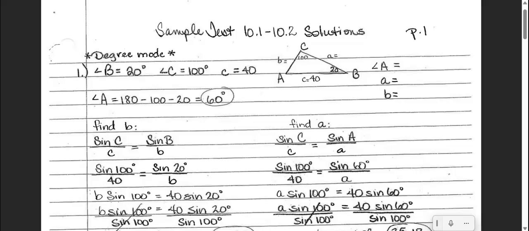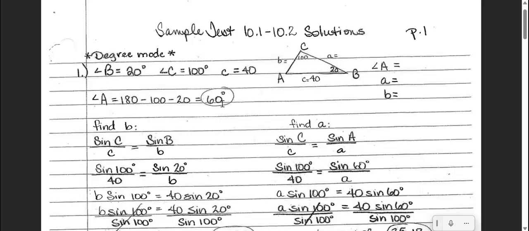Okay, so for the first one, they told me given triangle ABC, angle B is 20 degrees, angle C is 100 degrees, and side c is 40. So I went ahead and put those on a triangle over here just so I could envision it a little bit. And they're going to ask me to find angle A and side b. First off, if I know two angles of a triangle, I can subtract from 180 to get the third angle. So that's how I can find angle A easily.